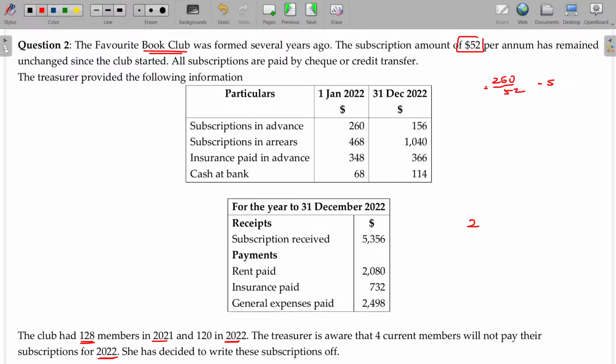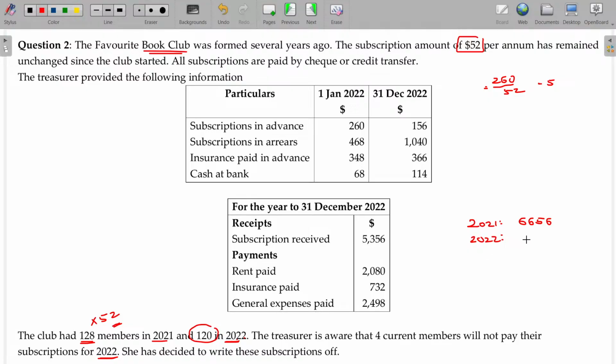So for 2021, 128 members, per member the rate is 52, so how much we have to recover: 128 into 52, that is 6,656. For 2022, the treasurer says we have 120 members. So 120 into 52, the amount recoverable being 6,240.